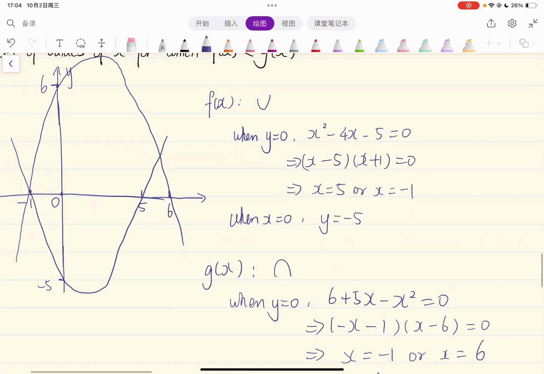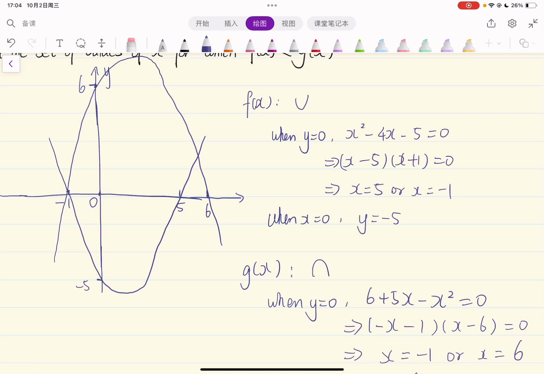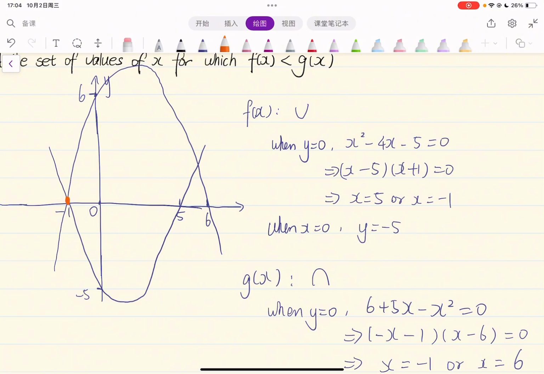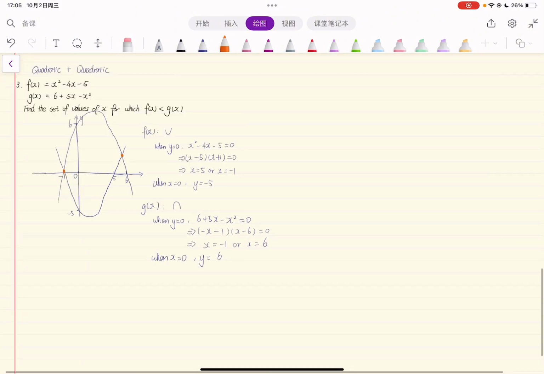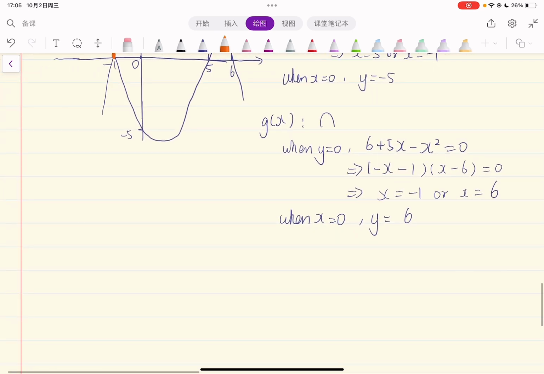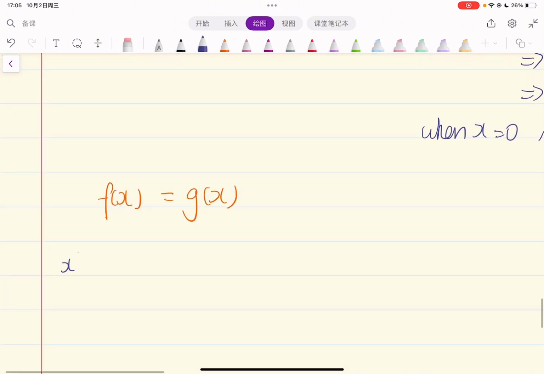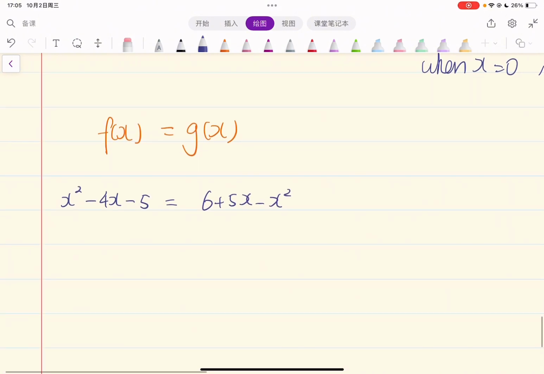And then we find there are two intersection points. The first one is over here, and the second one is over here. Now we need to find the intersection points, which means we need to find the values of x for which f(x) equals g(x). Now let's do that. So x squared minus 4x minus 5 equals 6 plus 5x minus x squared. And then we rearrange that.